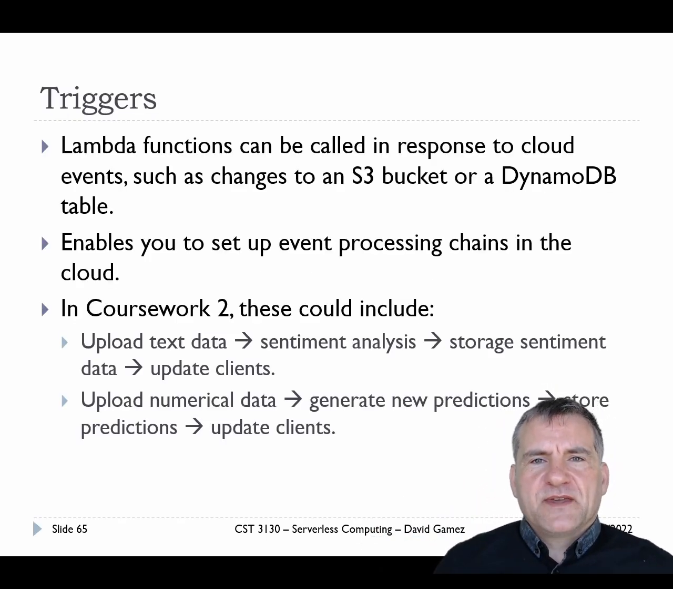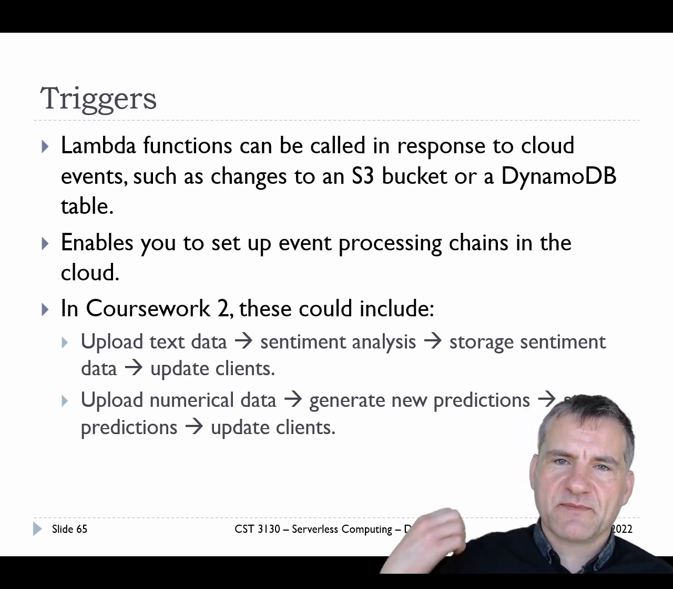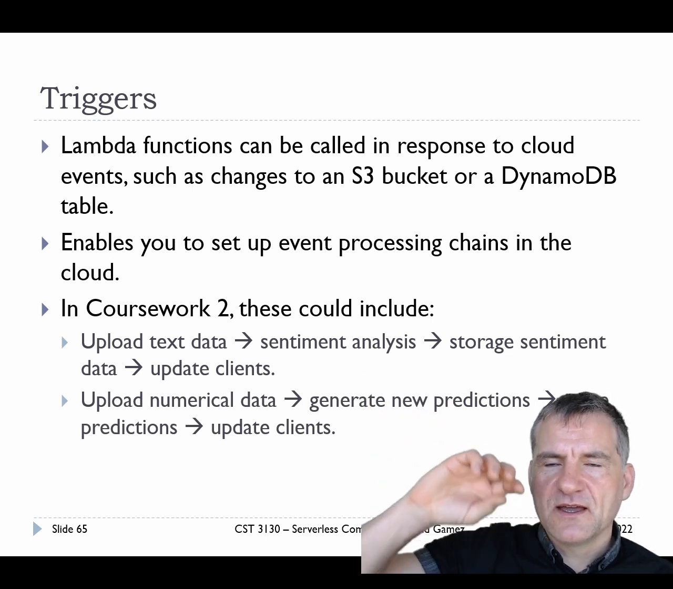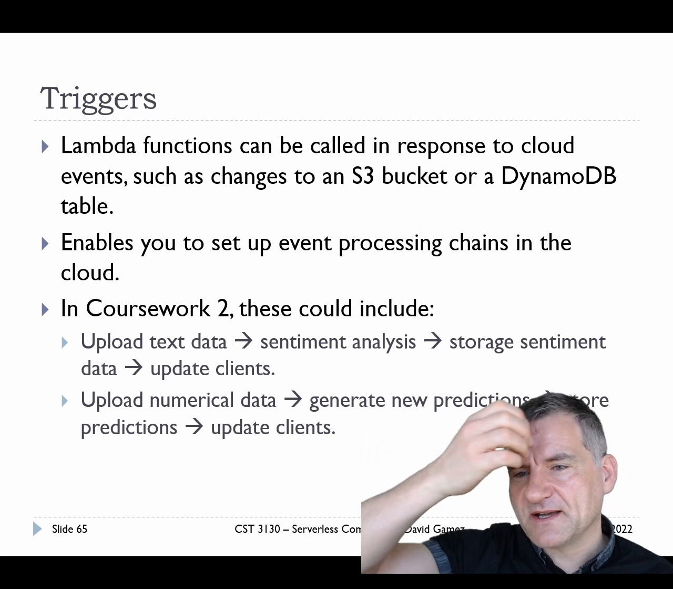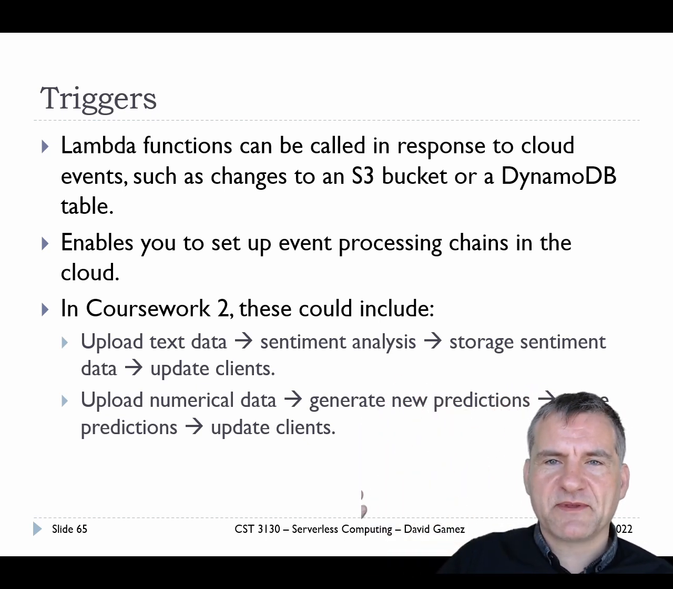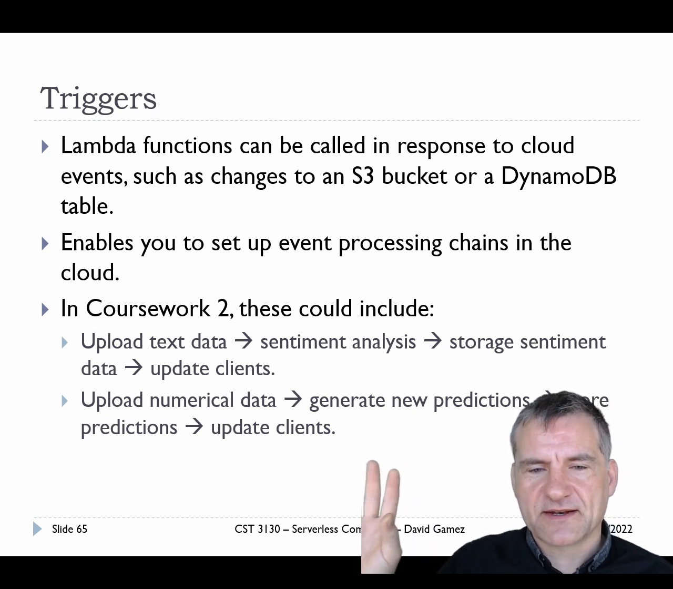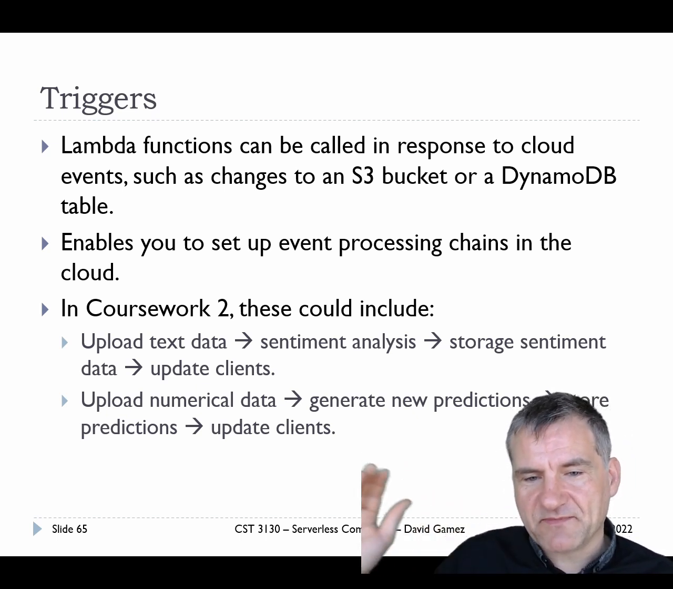Right, so this is one of the real nice, elegant things about Lambda functions, that we can call them in response to cloud events. When I upload something to S3, for example, we can trigger a Lambda function to process whatever we've uploaded. Or if a DynamoDB table changes, again, we can call a Lambda function automatically to handle those changes. So we can have these nice event processing chains in the cloud.